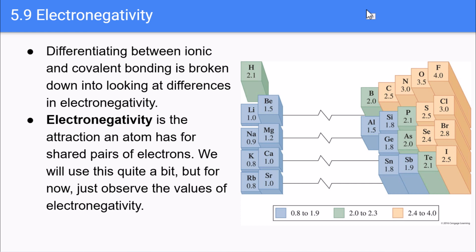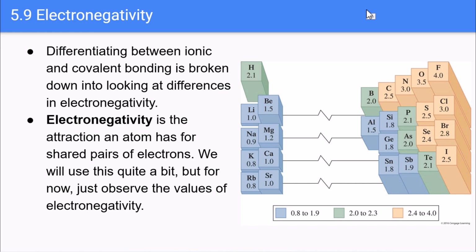chemical concept that is known as electronegativity. And the concept of electronegativity is the attraction an atom has for a shared pair of electrons. Now, it doesn't seem like it means a whole lot at this point in time, but the higher the numerical value here, the more attracted a shared pair of electrons is going to be to that atom.